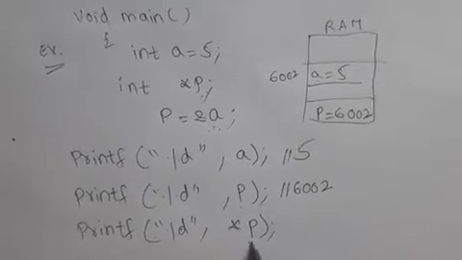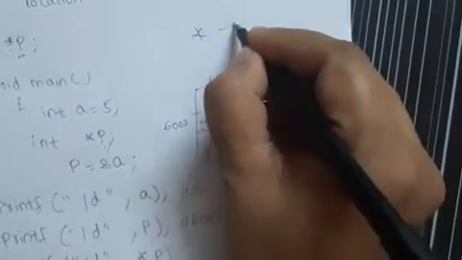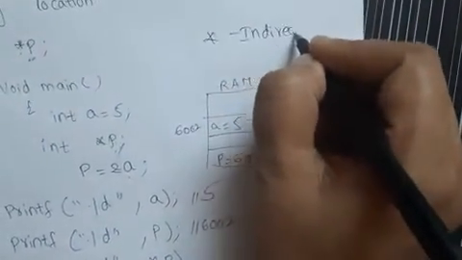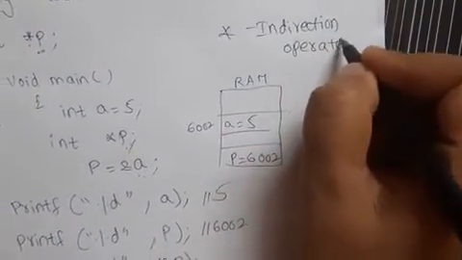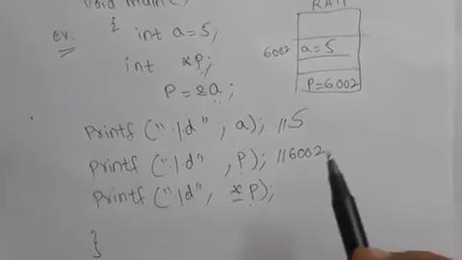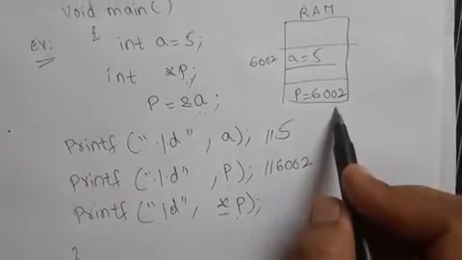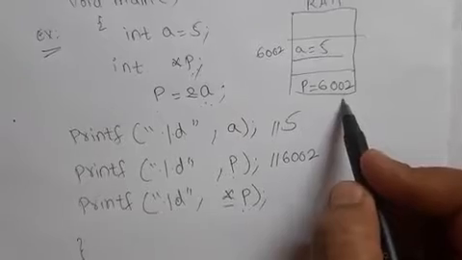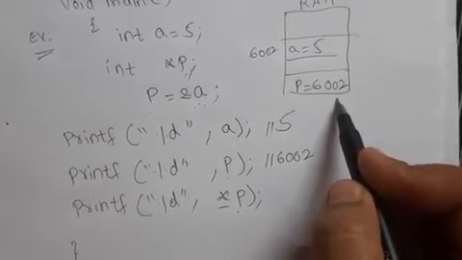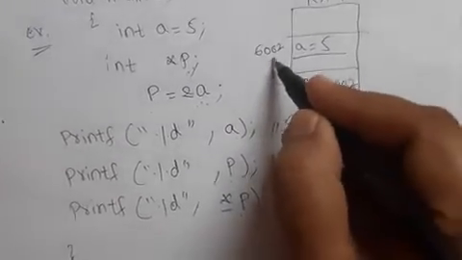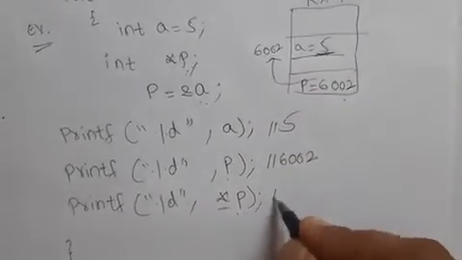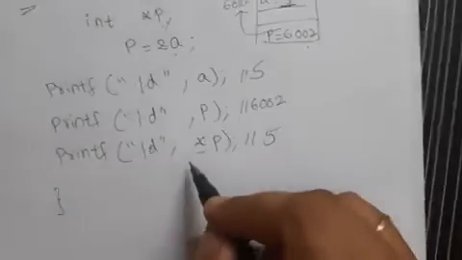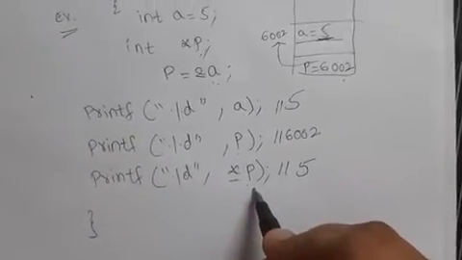What is star p? Star is called the indirection operator, like plus is the addition operator. Why it is called the indirection operator: star p means 6002, but I am not going to take 6002 directly. Indirectly, it goes to that address and takes the value present in that address. So it is going to print 5. So the answer is 5. Indirection operator means the value present in that address.